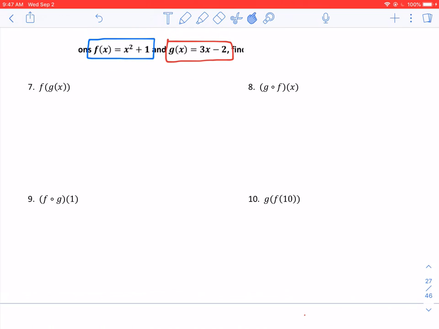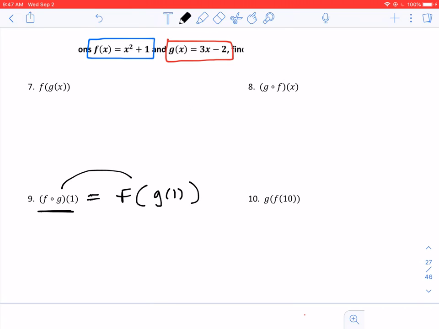What about problem number 9? F circle g of 1. Remember, that symbol is function composition, so this is asking you to find f of g of 1. So please be familiar. This f circle g of 1 is asking for this. That's what that means.